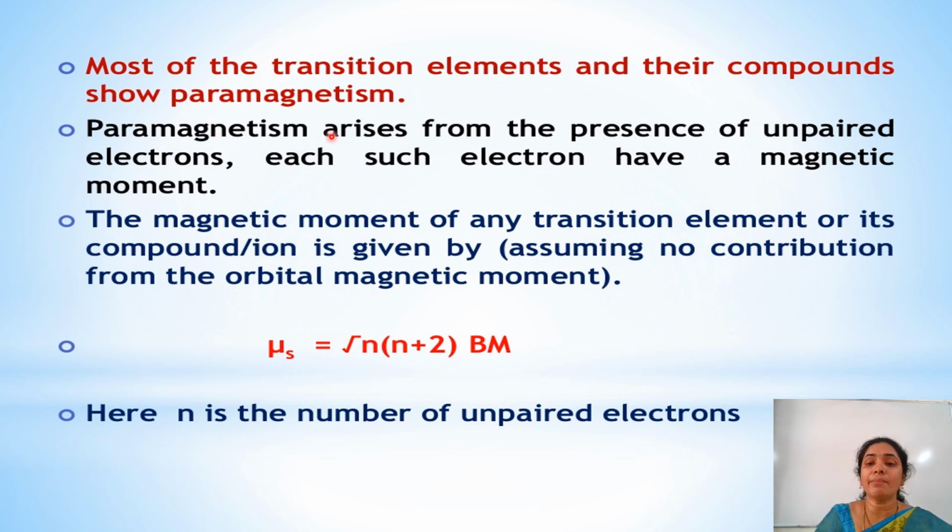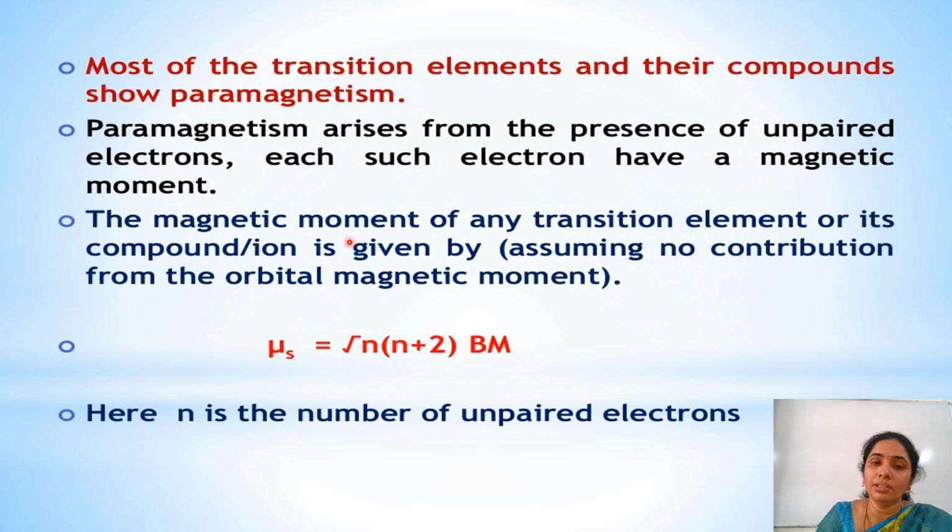That is, paramagnetism arises from the presence of unpaired electrons, and each electron will be contributing a magnetic moment. For example, since these d-block transition elements have unpaired electrons, these unpaired electrons behave as a small bar magnet and make that particular compound or substance attract to the magnetic field. Since these unpaired electrons gain a magnetic moment, how can we calculate the magnetic moment?